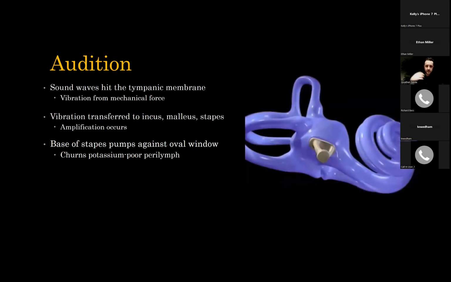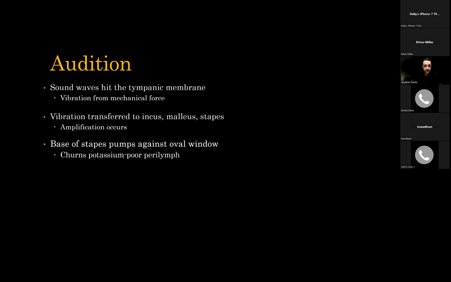Now that fluid is very, either poor in potassium or rich in potassium. And as a result of that, the stress of potassium depolarize the hair cells underneath and then cause this electric signal to be generated.